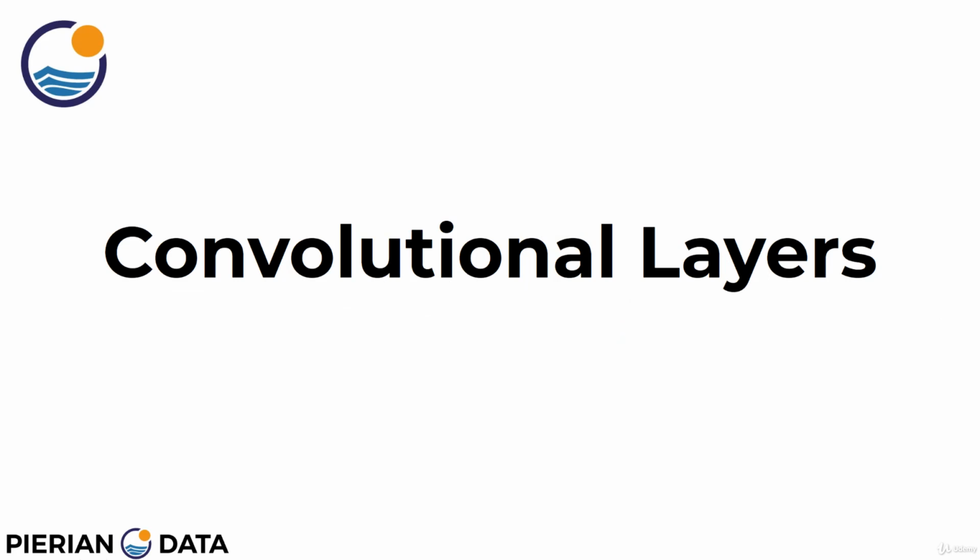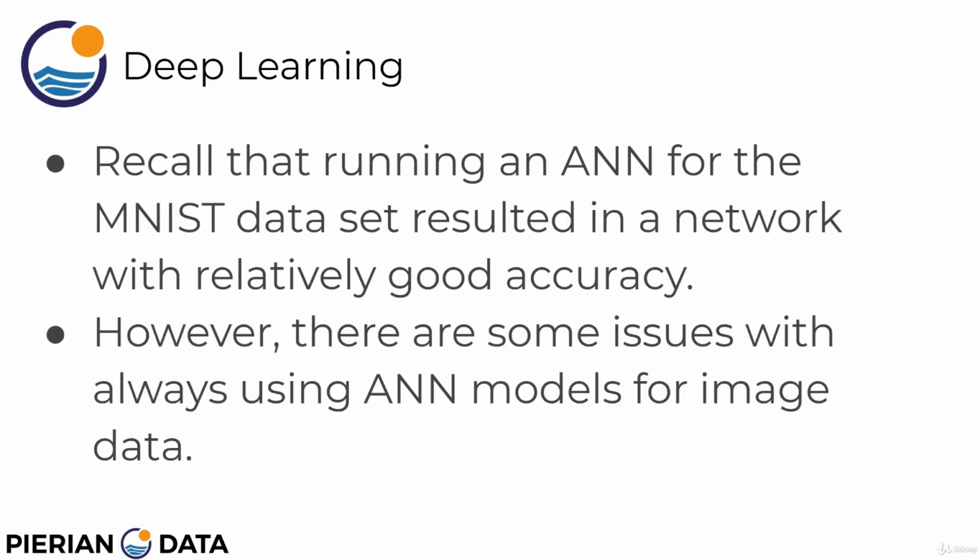Welcome back, everyone. Now that we understand how image kernels and filters work, let's see how they play a role in the convolutional layer portion of a convolutional neural network. Recall that running an artificial neural network that was just a fully connected feed-forward neural network for the MNIST dataset actually resulted in a network with relatively good accuracy.